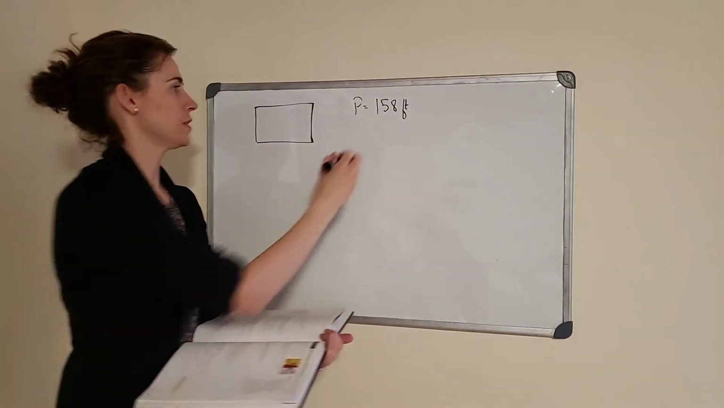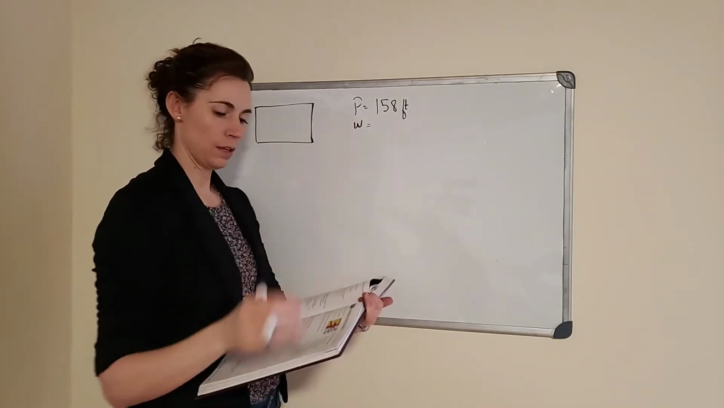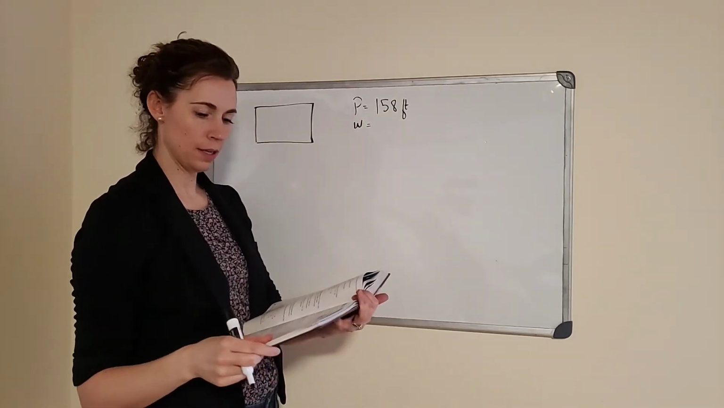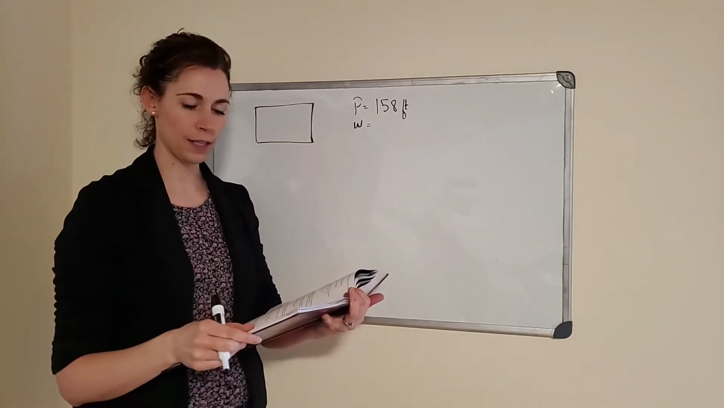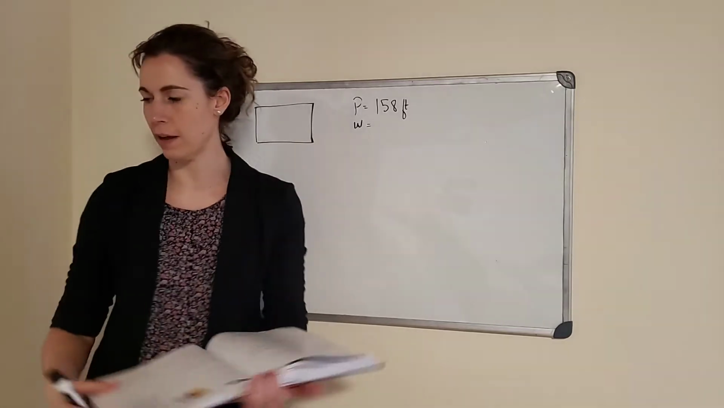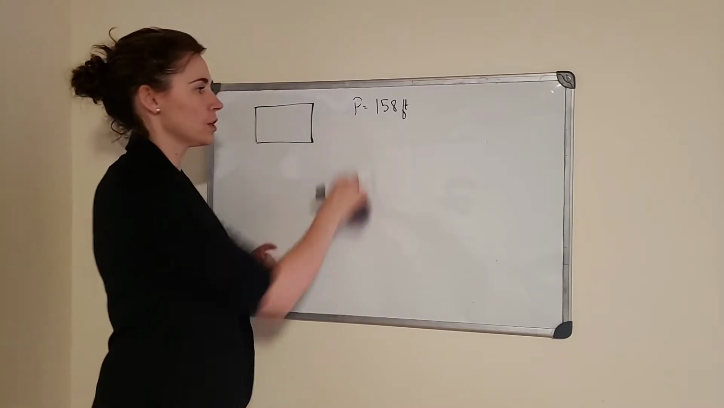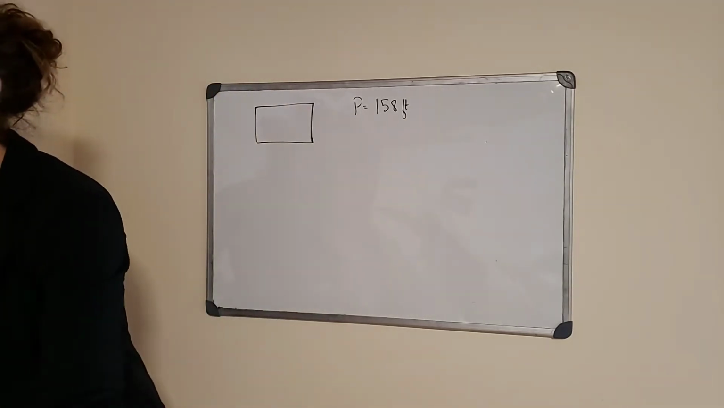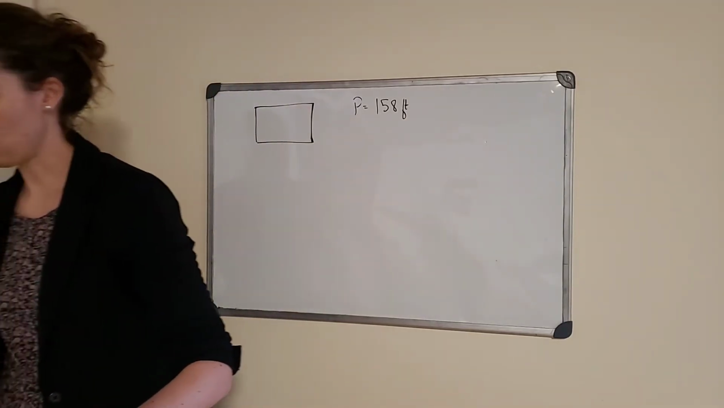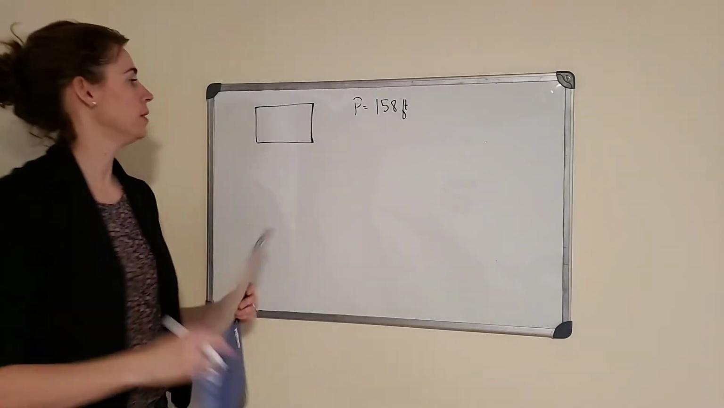The width of the stage, W, is 31 feet less than the length. Okay, so we'll get back to that, but we know the width is 31 less. All right. So all this has asked us to do is model this situation. So let's start with our diagram.